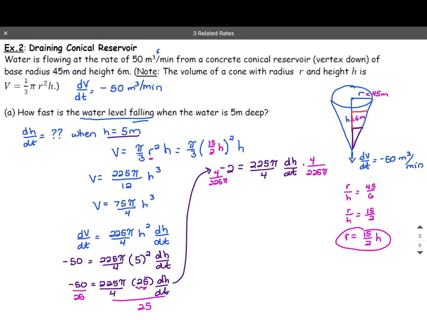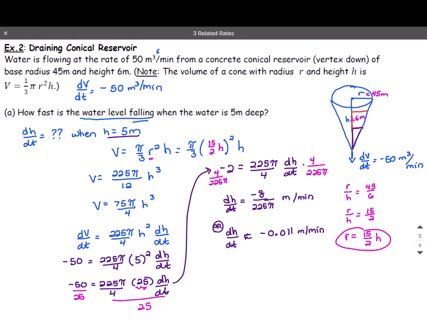So that means that dh/dt is 4 times negative 2, which is negative 8 over 225 pi. Make sure that pi is in the denominator. And our units on the height are meters per minute. Or if you wanted to pick up your calculator and put it in your calculator, you can. That's approximately negative 0.011 meters per minute.